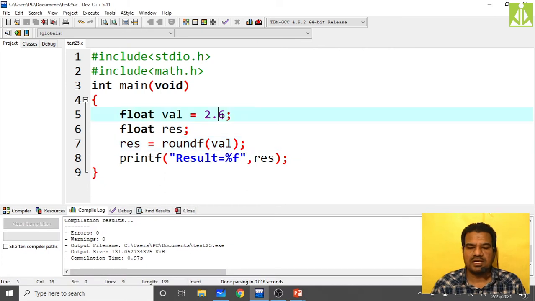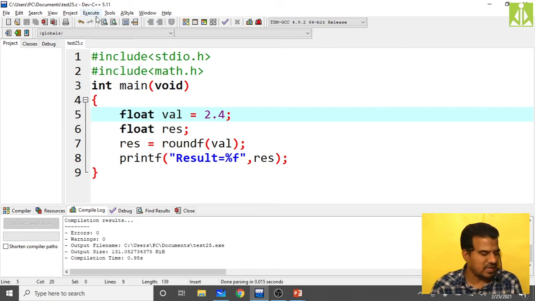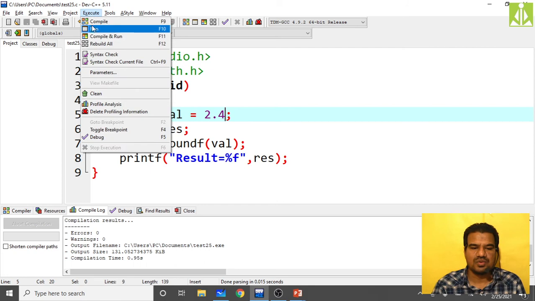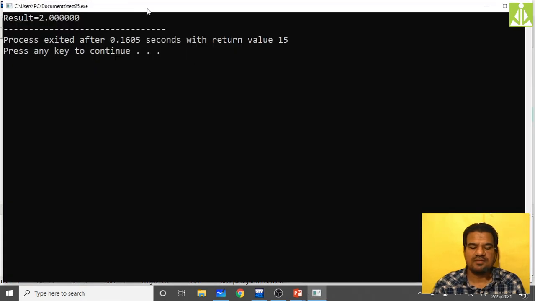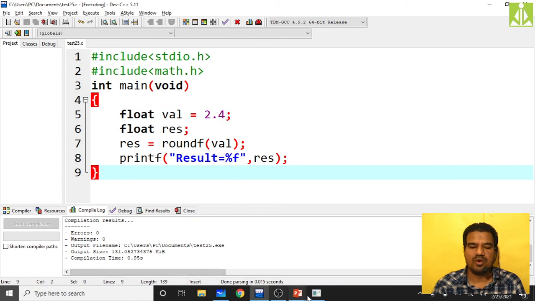So if I take it as 2.4, the nearest integral value is what? The nearest integral value is 2. In this case it is 2, so we need to get 2. So run, yeah, you can see we got 2 here. Similarly, we'll do more examples.